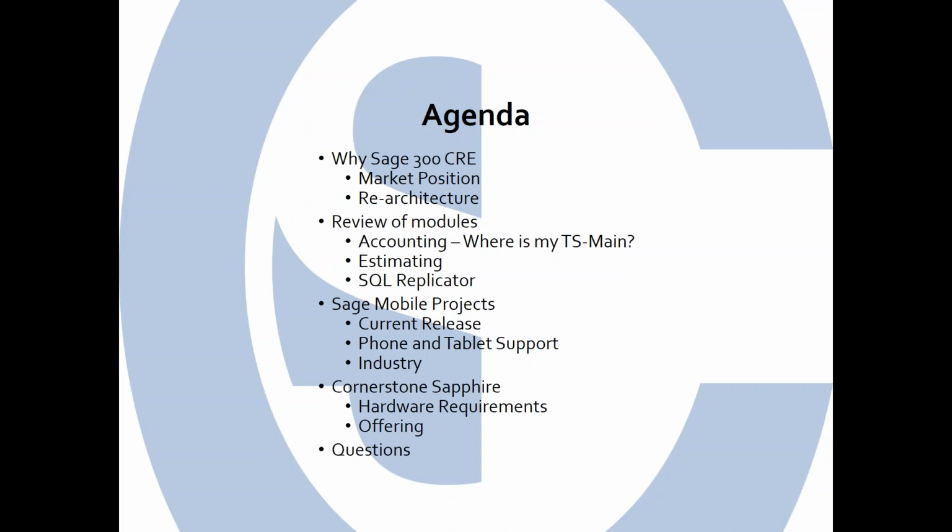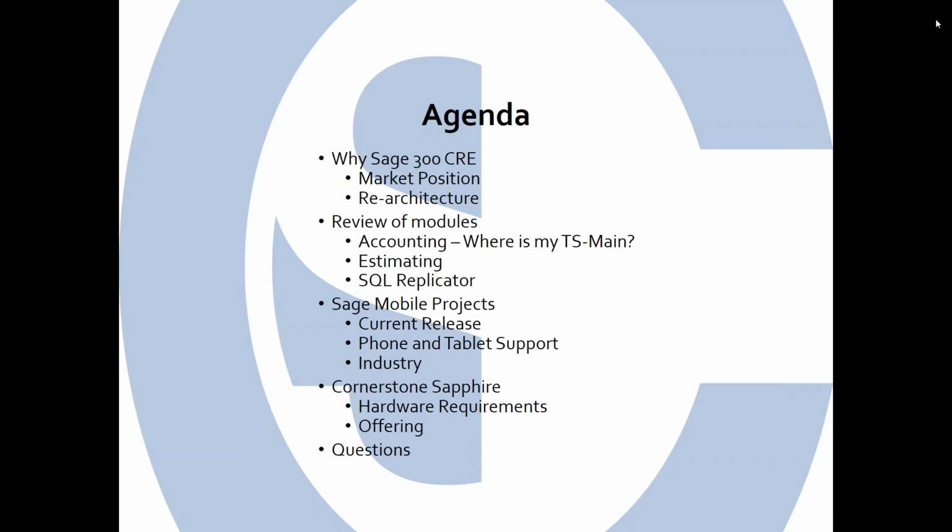So first thing is why Sage 300 CRE, really what's changed there. And then from there, we're going to review some of the different modules. We're going to talk about accounting. You do notice that first thing, where is my TS main? So for those of you that are still utilizing TS main to get into your systems on a daily basis, you do need to be aware that with version 17, TS main goes away. So don't worry, we'll make sure that we show you exactly how to get to everything that you have.